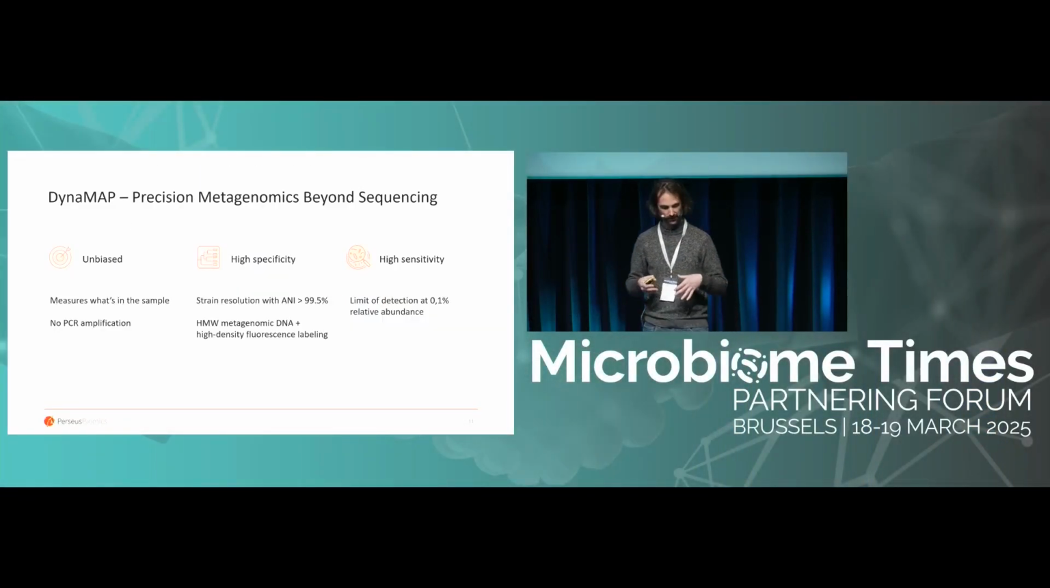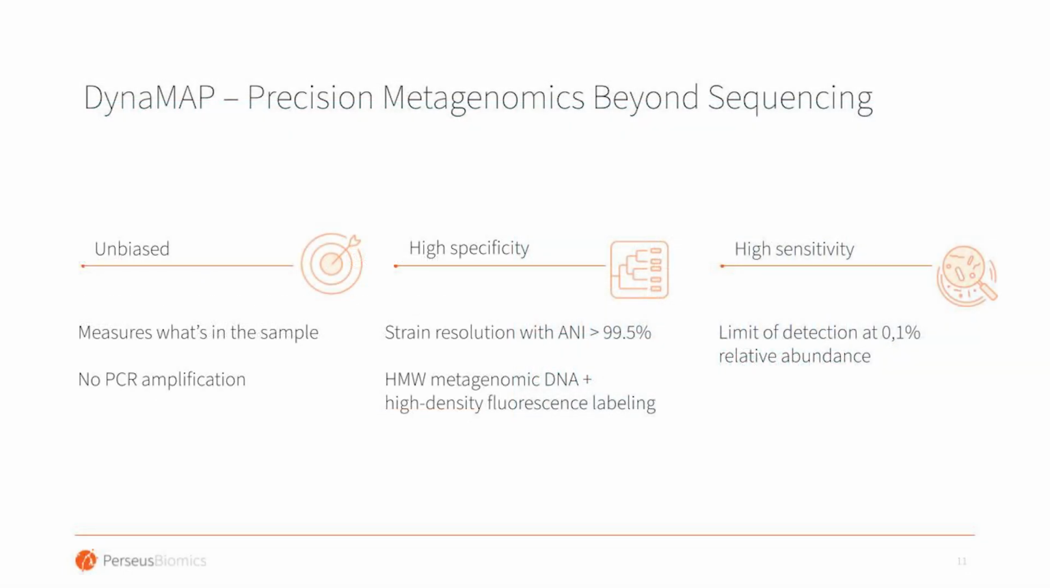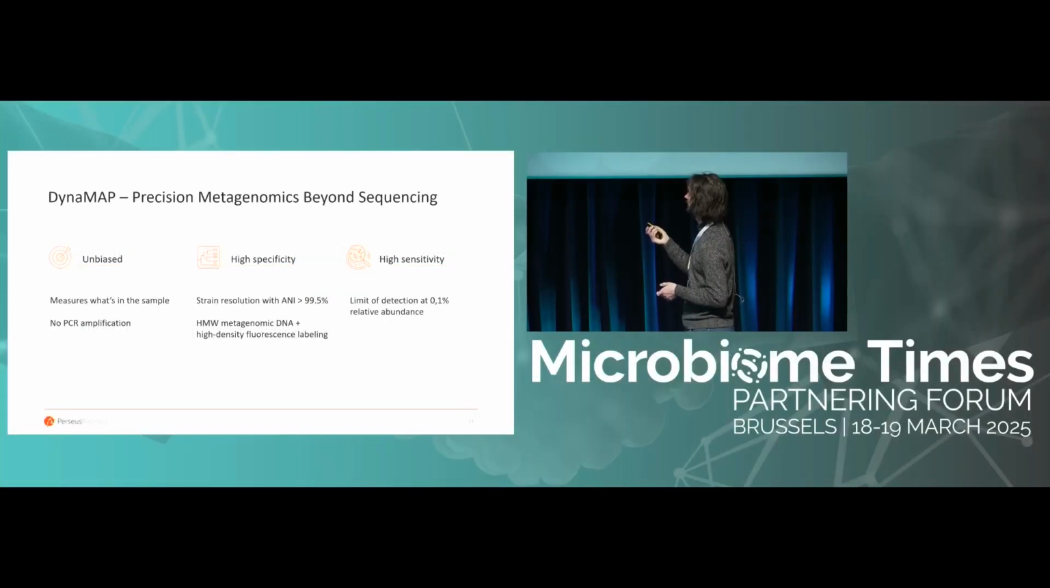So to summarize these results so far, what we've developed with Dynamap, with this precision metagenomics method that goes beyond sequencing, is a method that has much less sources of bias than the standard sequencing methods, because there's no library prep, there's no PCR amplification, and there's no sequencing by synthesis. So we skip all of those potential sources of bias. There's a high specificity that we see because we can identify strains, even though their ANI is higher than 99.5%, and that is thanks to these very long DNA fragments and the high density labeling that we apply. And finally, the sensitivity can go a little bit better than 0.1% relative abundance.